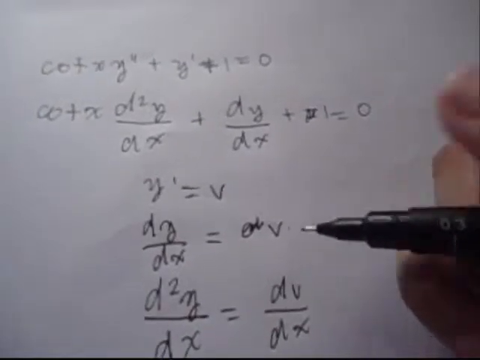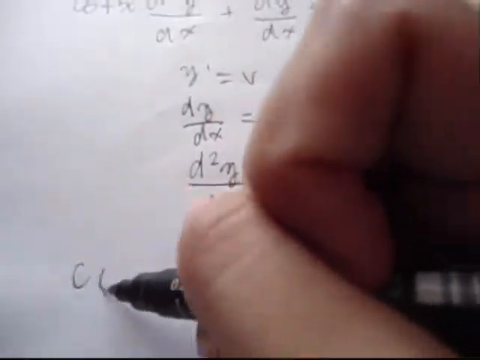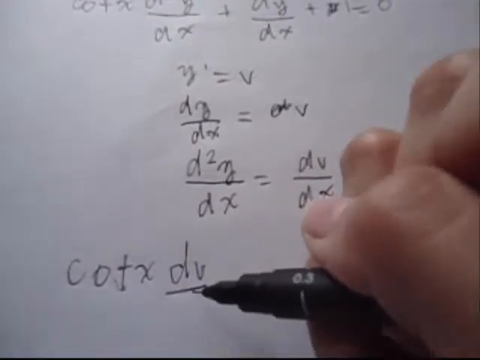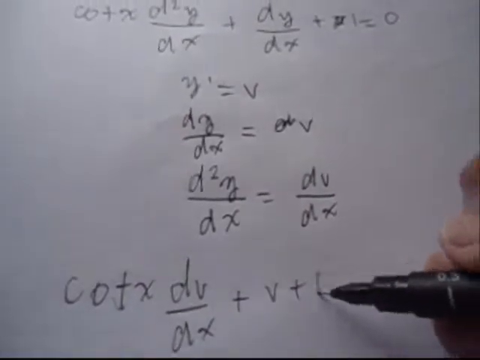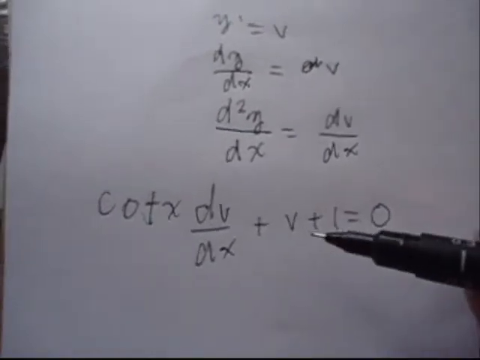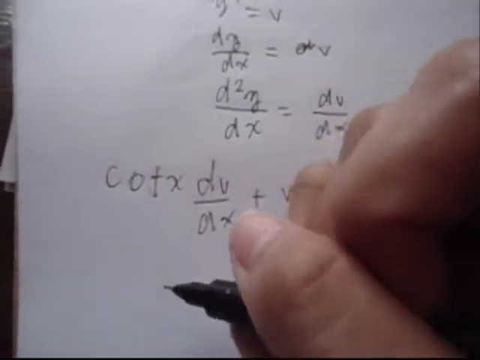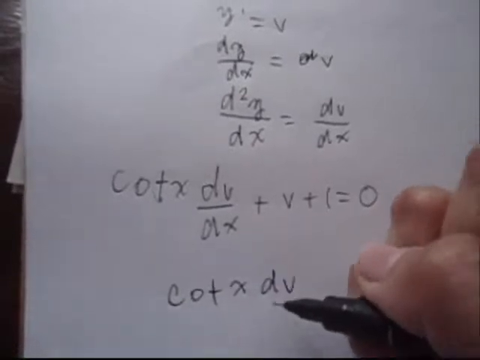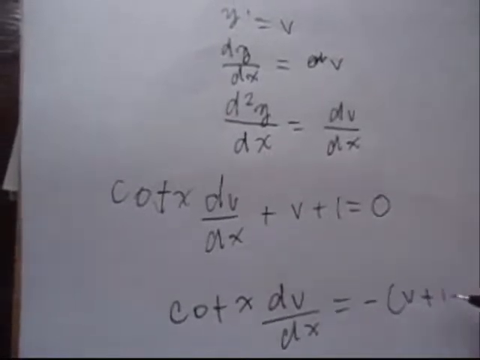Then after getting that, we can now substitute it to our original equation. So we have cotangent x times dv over dx plus v plus 1 is equal to 0. Then transfer v plus 1 to the other side. So we have cotangent x dv over dx is equal to negative v plus 1.